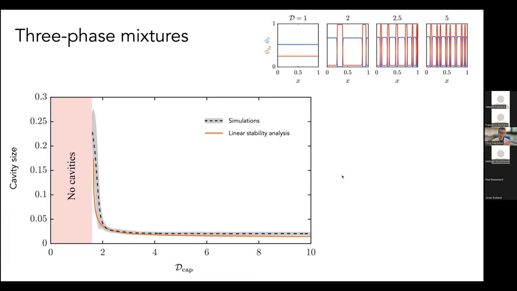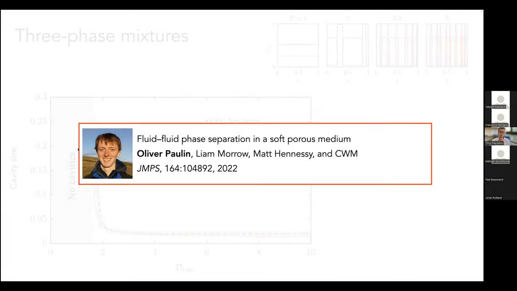There's a lot more we can do. And this is really the PhD work of my student, Oliver Pollan. His first paper on this problem, which contains pretty much all the stuff that I just told you, was published very recently. You can find that in the Journal of the Mechanics and Physics of Solids, if you're interested. And he's currently working on various other aspects of this problem, which I'll talk about in just a second.